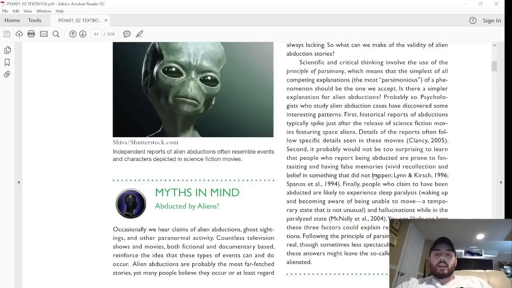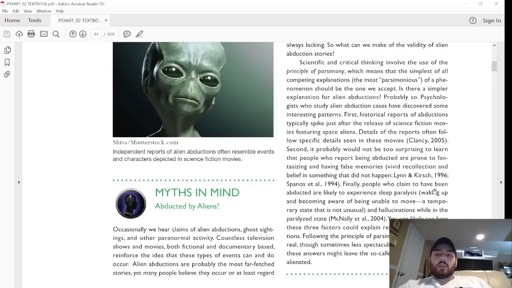Secondly, it probably would not be too surprising to learn that people who report being abducted are prone to fantasizing and having false memories, right? So, people who do believe they were abducted by aliens, through the study that's cited in the text down below here, were found to have false memories, and they typically had a lot of fantasizing, which led their reality to maybe be a little bit skewed, right?